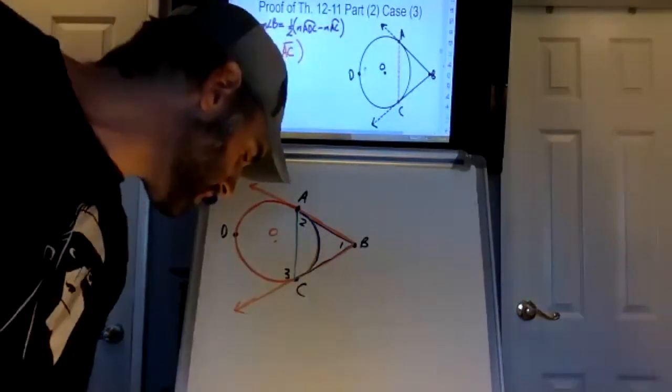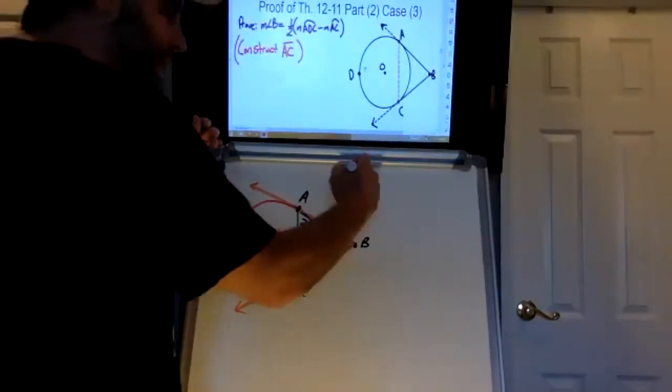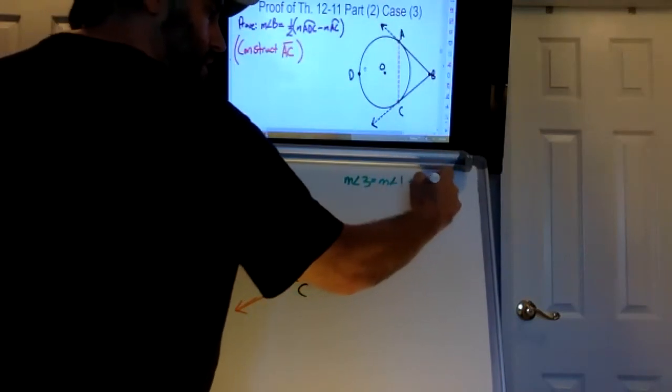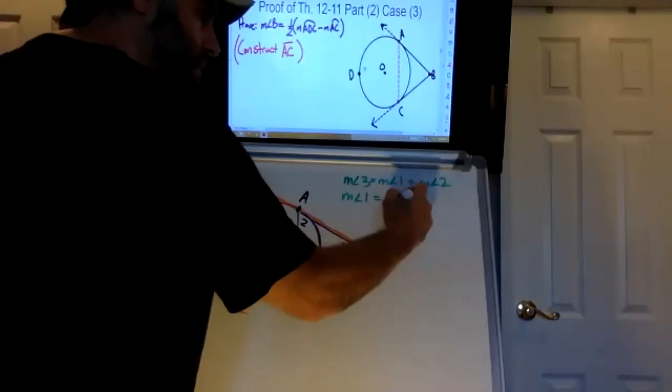Watch what happens here. So we'll set this one up. The exterior angle 3 is equal to the sum of 1 and 2. And we'll solve for 1 by subtracting. Same deal.